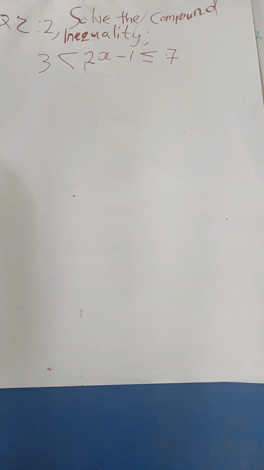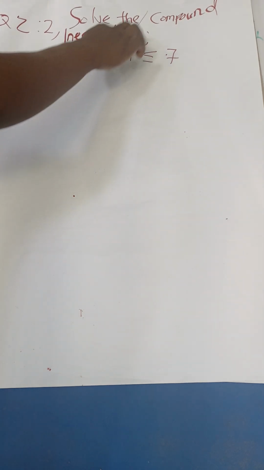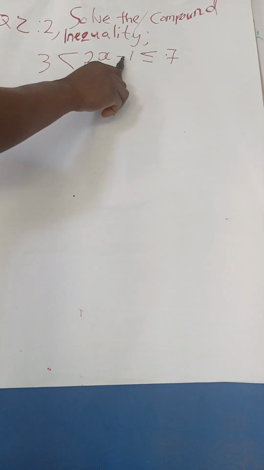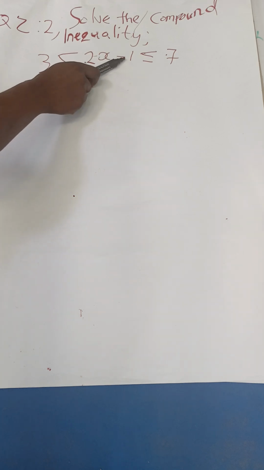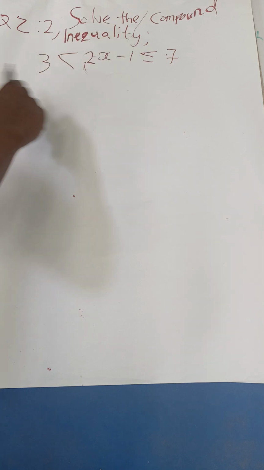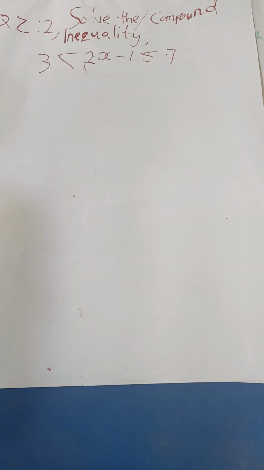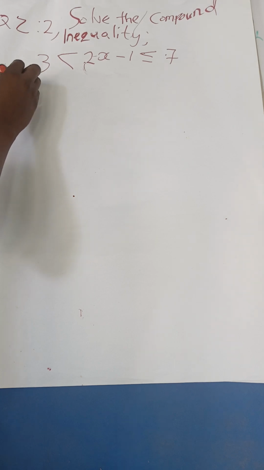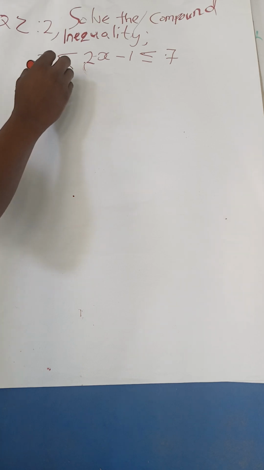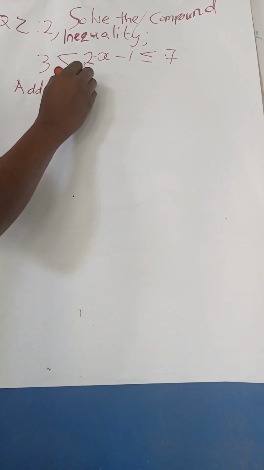Now, how do we solve this one? Focus here. We have -1, a constant, in the middle. So we add to this side, we add to this side, then we add here also. The aim is to remain with just 2x in the middle. If we had +1 here, you would subtract on each side. So the aim is to remain with 2x in the middle. Let's add 1 to all parts.